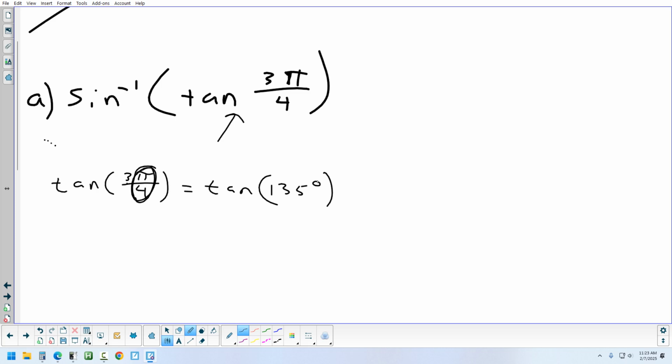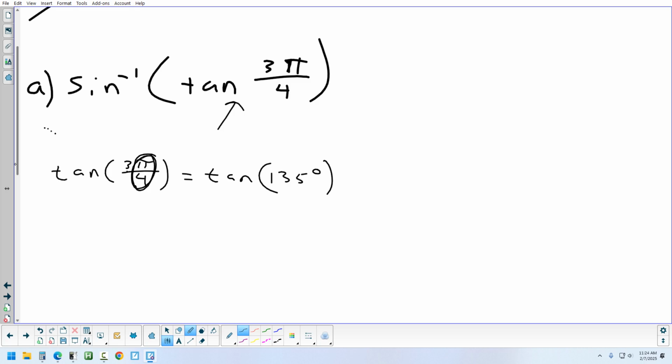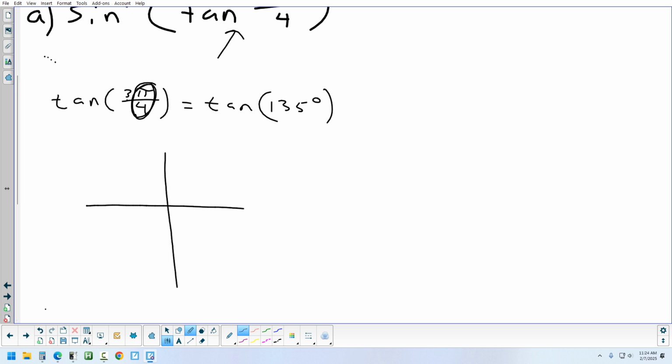It's 45 times 3. Anything that's a multiple of 45, you can figure out the trig function by using the unit circle. That's why this is going to be doable without a calculator. If this angle was 134, no, you can't do it. But 135 you can, because it's a multiple of 45. So let's draw our diagram. Here's 90. Here's 180. Where would 135 be on the circle?